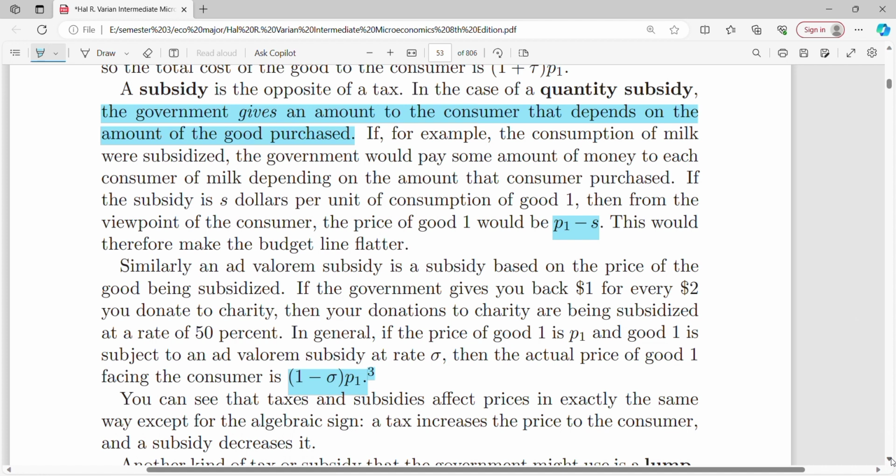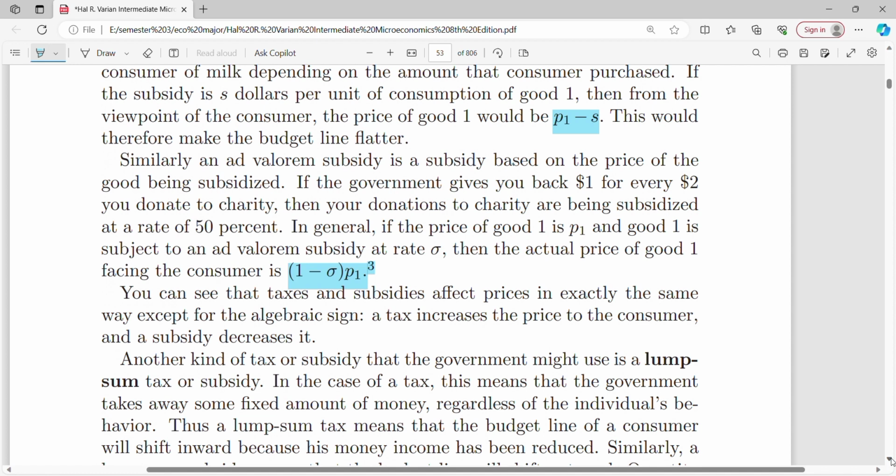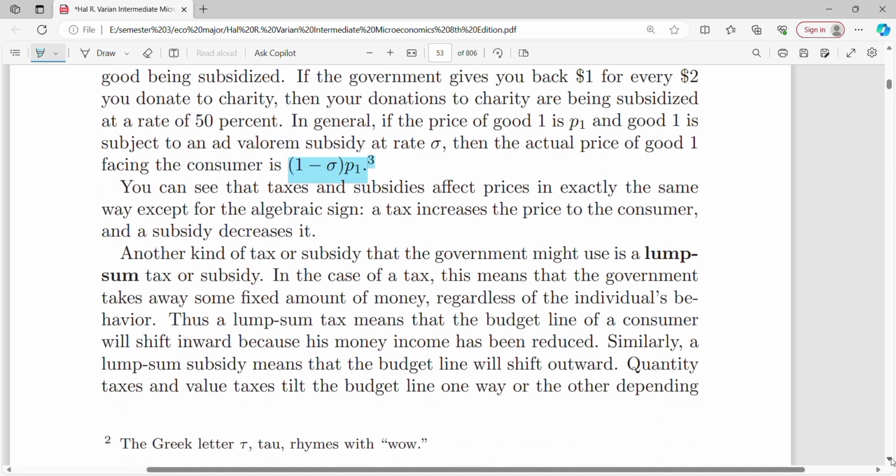So that is what value subsidy means. And the next one is lump sum tax and lump sum subsidy. So the budget for the same is not given in the textbook. We'll write it here. I mean the equations, not the budget. The budget line or equation is not given in this textbook.